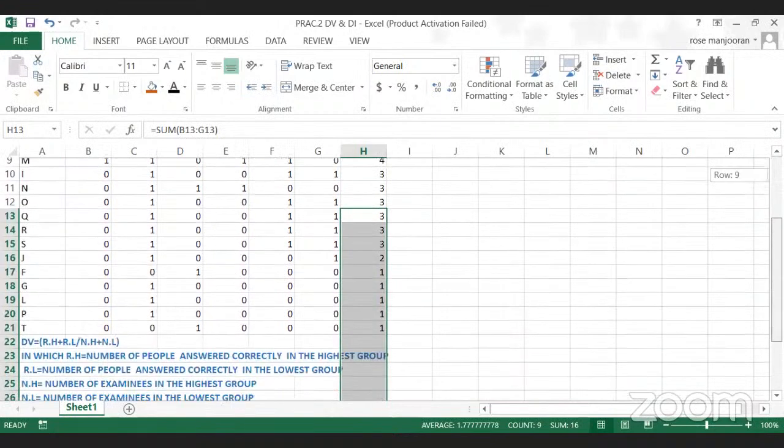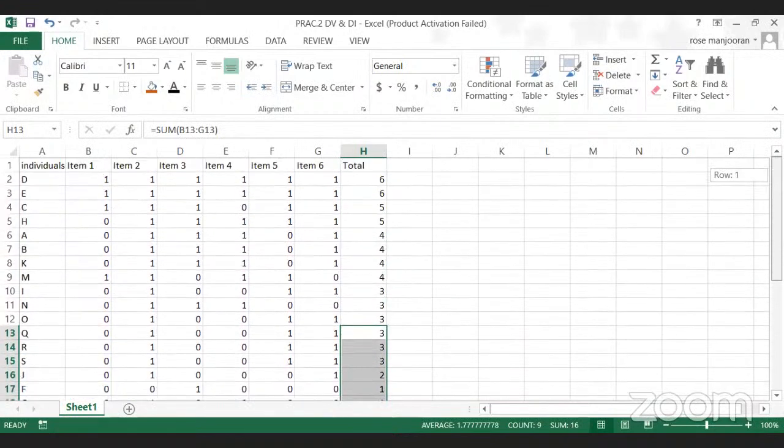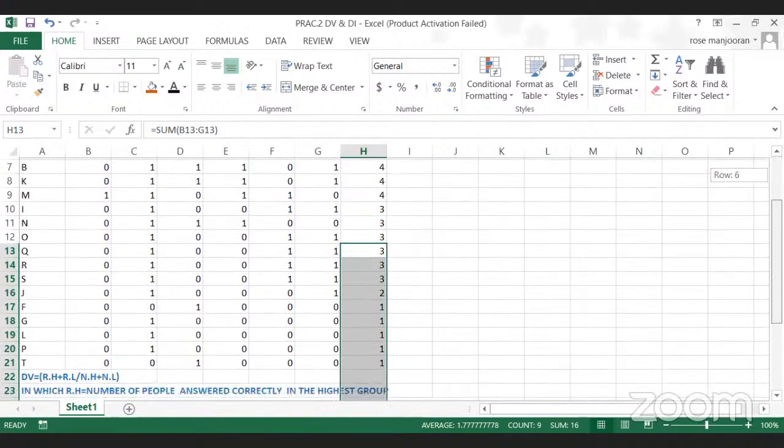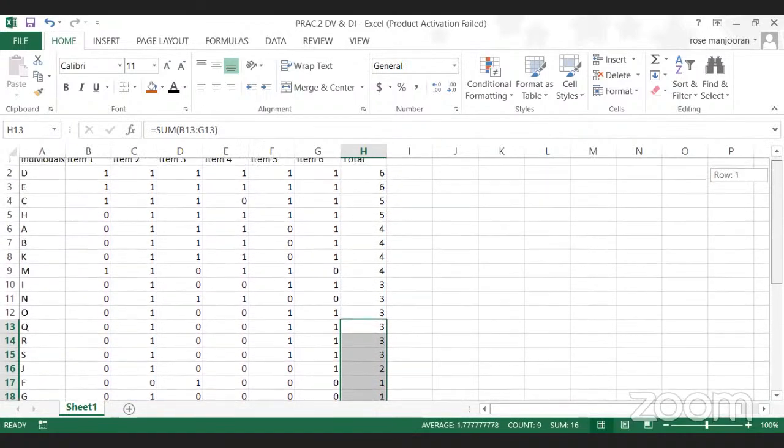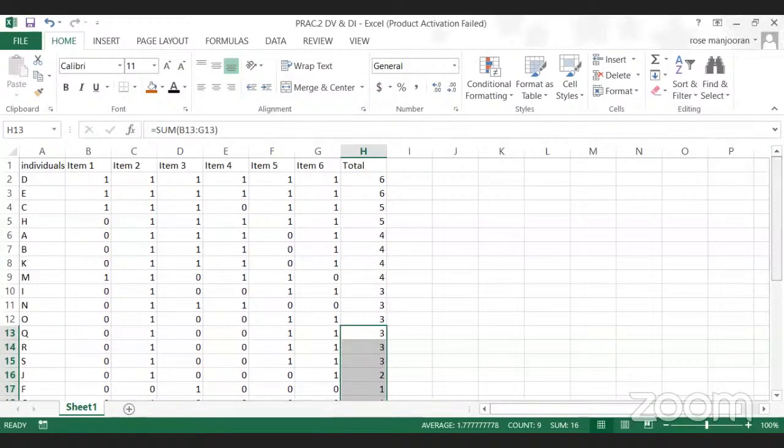Is it clear? Yes, so you can see 6, 5, 4, 3, 2, 1 as it goes. So what is the purpose of sorting? Only then can we classify. That means we have to classify this into upper and lower. So sorting is very important.